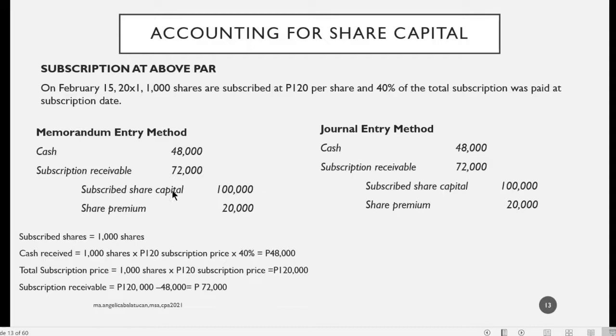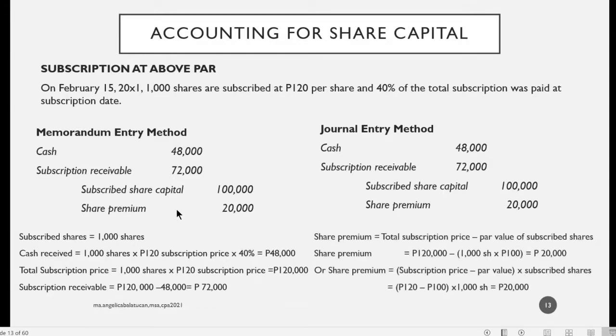And your credit here would be the subscribed share capital, which is at par. So pag mag-credit ka ni Taani, it should always be at par. That's 1,000 times 100 pesos. So that's 100,000. And the balancing figure is the share premium. So you total the debit and then you deduct 100,000. So that would be your share premium.